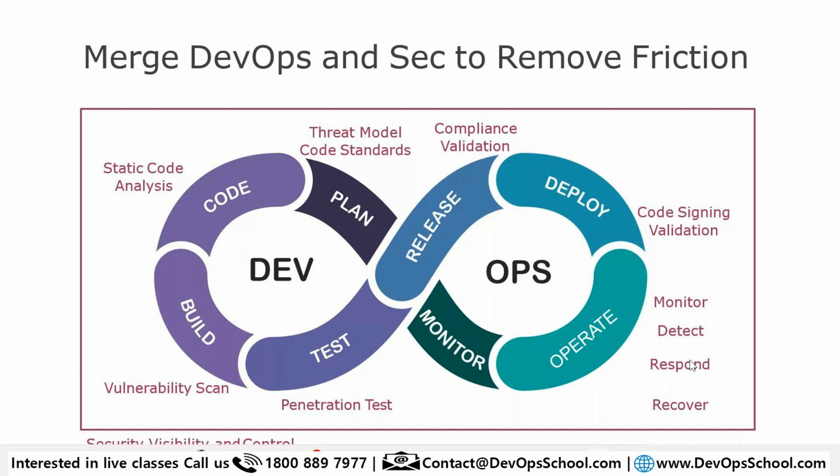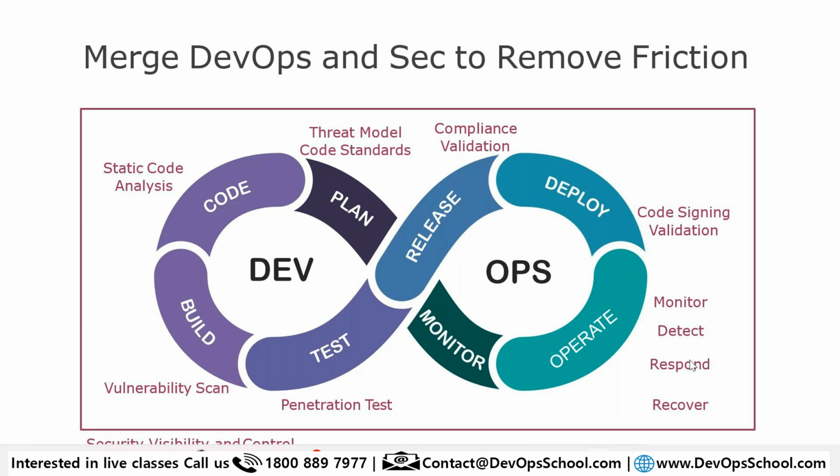That means, at the planning level, you define the threat model and coding standard. At the coding level, you do static code analysis, build vulnerability scanning, SAST, DAST, penetration testing, compliance validation, code signing validation, monitoring security issues, detecting security issues, responding to security issues, and the recovery process. All of this you can implement after DevOps.